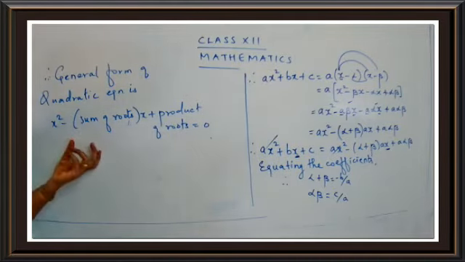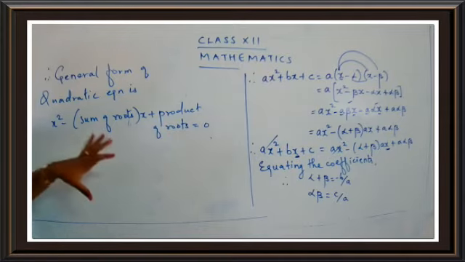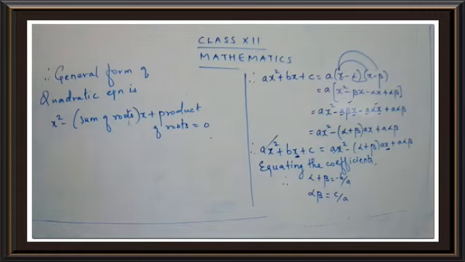And this is a general formula that we already know. Just make a note of it. Just write the general form also. So the general form of the quadratic equation is x square minus (sum of roots) x plus product of roots is equal to 0. So this was for the quadratic equation.